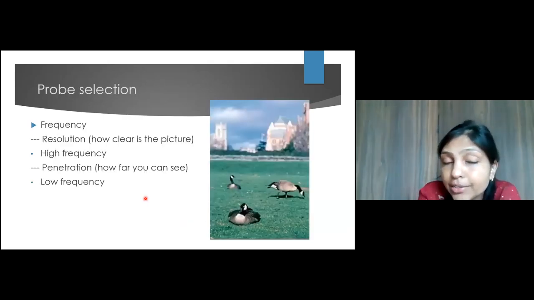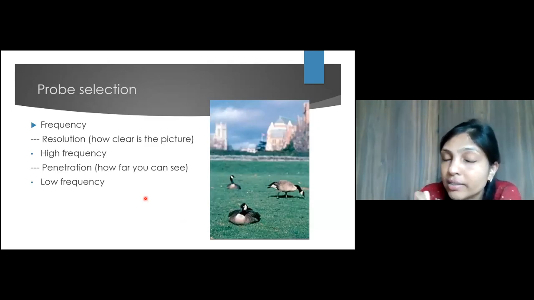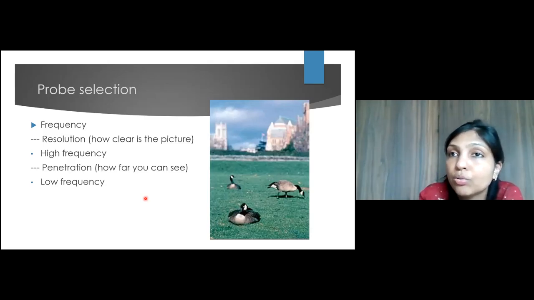So another important thing, I essentially wanted to come to the point that the most important thing in performing ultrasound is probe selection. The probe, the transducer, is the key to doing a good ultrasound, because that is where the physics is applied. We want to know what is the tissue we want to image, and what is the frequency of the probe that we want to select to picture that particular tissue. So most important here is the frequency of the probe.